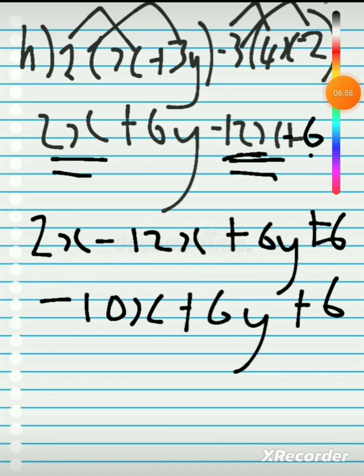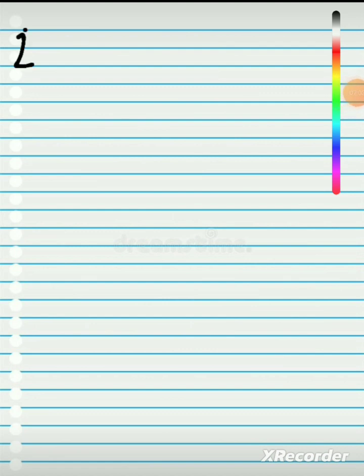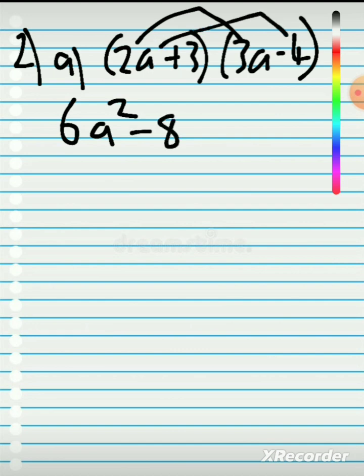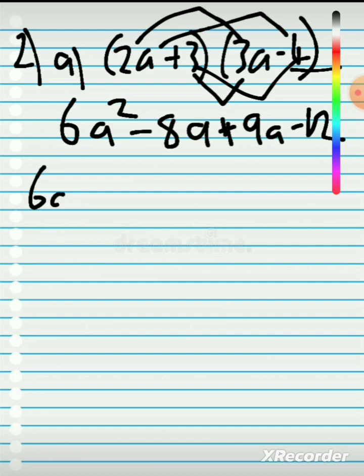We got question 2. Okay, so question 2, we have (2a plus 3)(3a minus 4). So we have to expand and simplify. So 2a, we multiply it by 3a. So 2 times 3, 6, and a times a, a squared. Then 2a times negative 4. 2 times negative 4 is negative 8a. Then 3 is alone. Then 3 times 3a, it's 9a. 3 times negative 4 is negative 12. So like terms together, a squared is alone. We leave it here. Negative 8a plus 9a, it's plus a, minus 12.